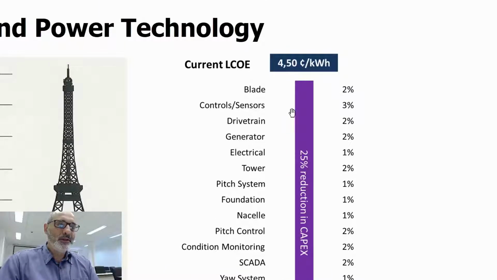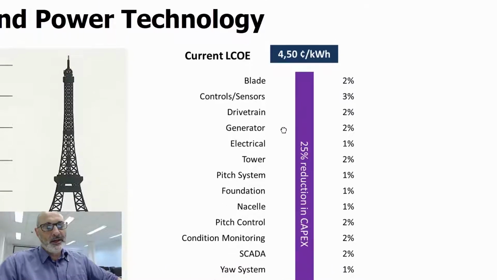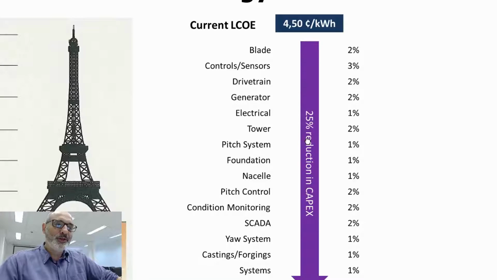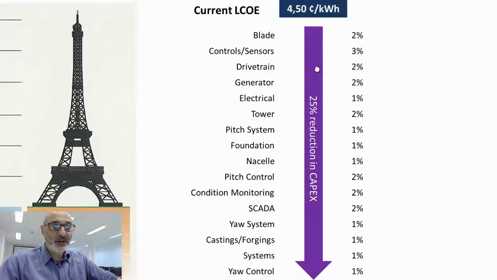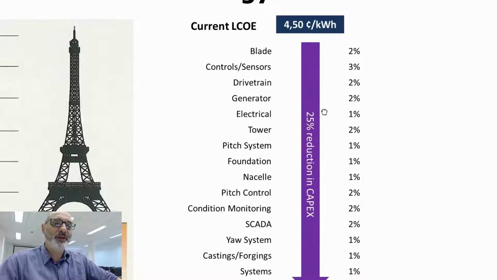These numbers here are what the researchers are expecting to obtain in terms of the evolution of cost. So this is 4.5 cents per kilowatt hour.